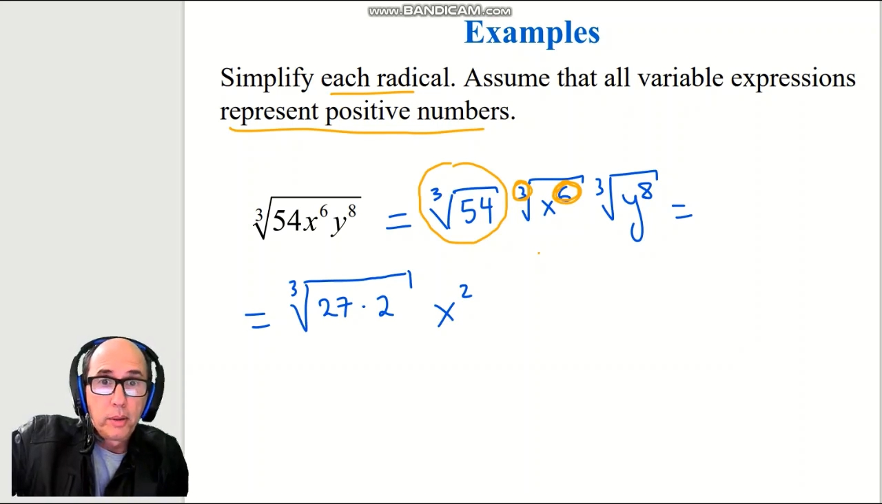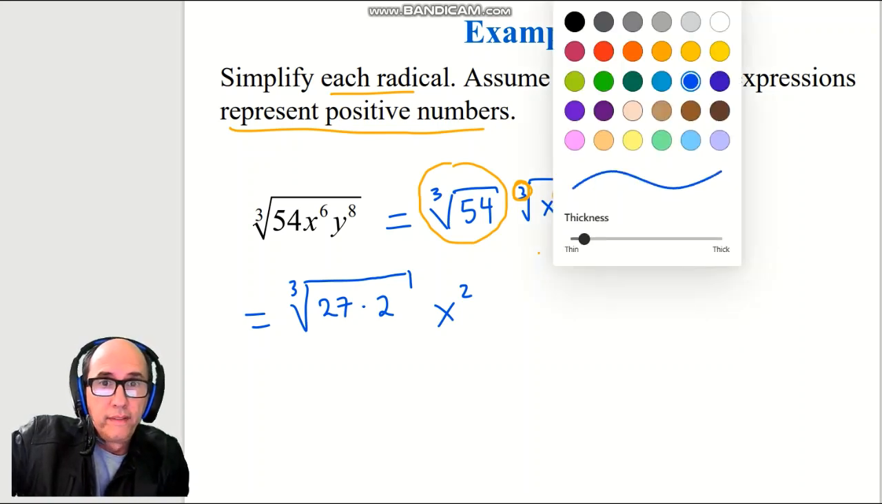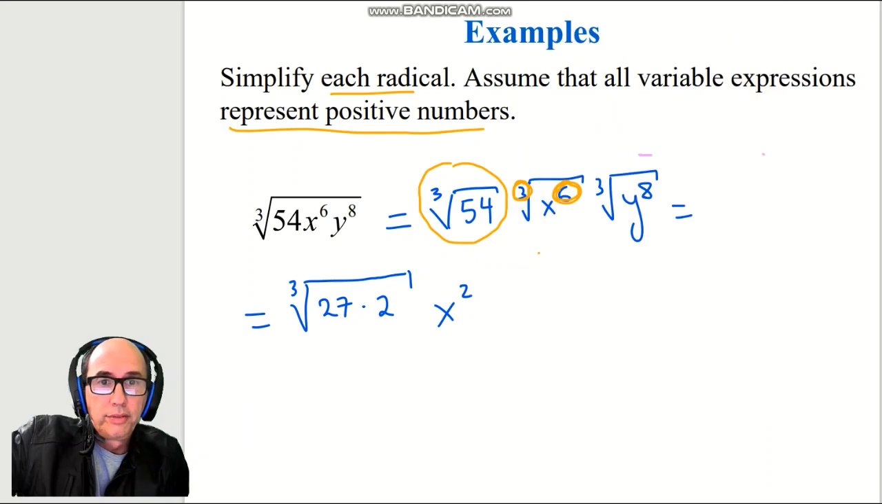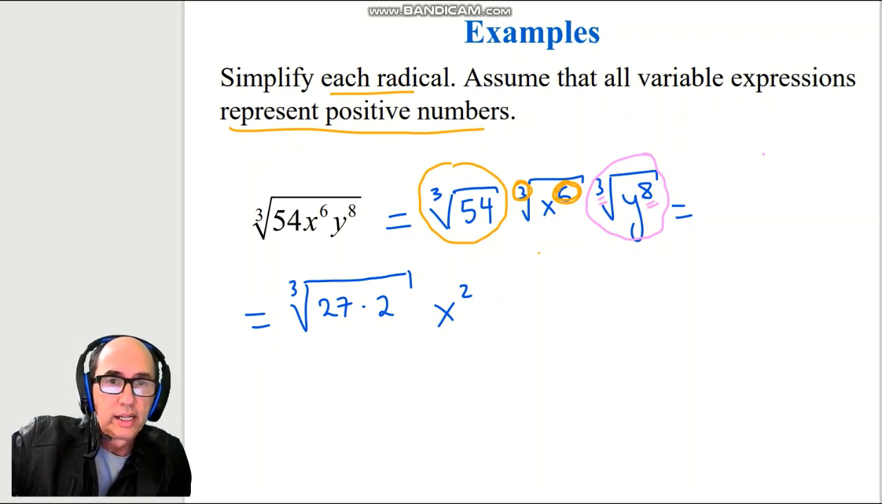A problem. We don't have, when we divide 8 by 3, it's not a whole number. It's going to be like a decimal, right? If you divide 8 by 3, you have a whole number and a remainder. You're going to have a remainder.